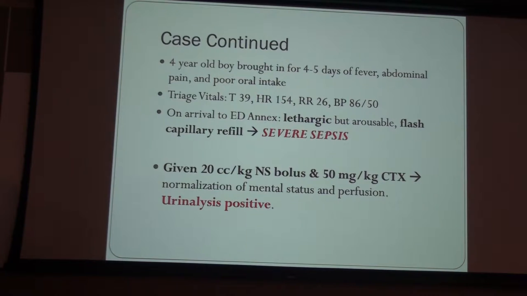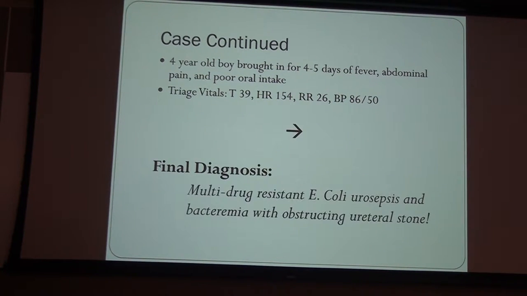And very quickly, his urinalysis returned positive. But with the fluids and with the antibiotics, his mentation improved, his perfusion improved. I got a little more history from the parents that actually, when I met the child and noticed that he was lethargic, they noted that he'd been like this intermittently at home, and it was probably with his fever, but it was a little more than that. So he was admitted for IV antibiotics and ongoing resuscitation. And ultimately ended up having, this is not what I expected in a 4-year-old, a multi-drug resistant E. coli, both urosepsis and pyelonephritis and bacteremia, and then he had an obstructing stone. So it wasn't actually sensitive to the ceftriaxone that I gave him, because it's multi-drug resistant, but he looked that much better with just fluids.